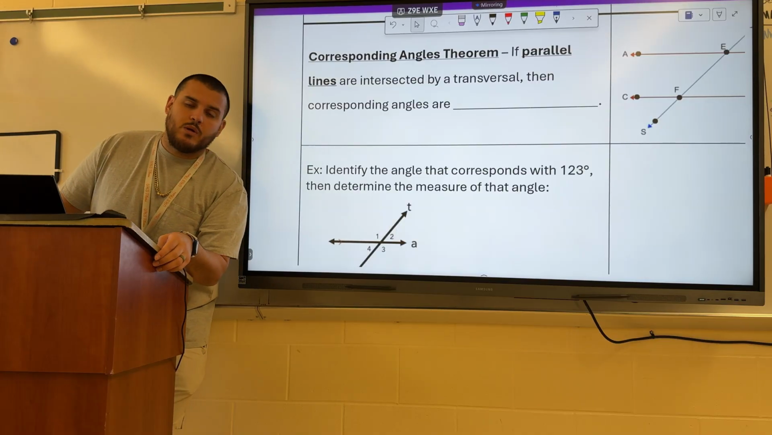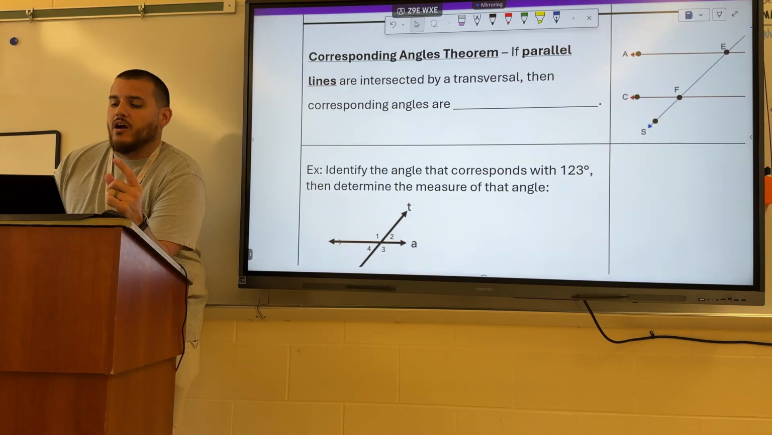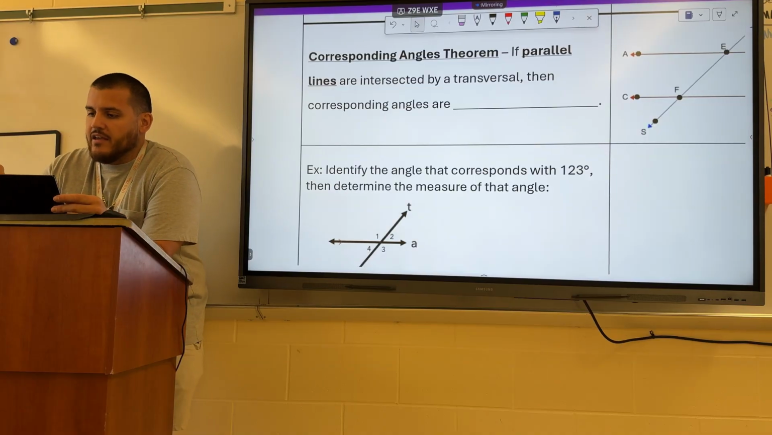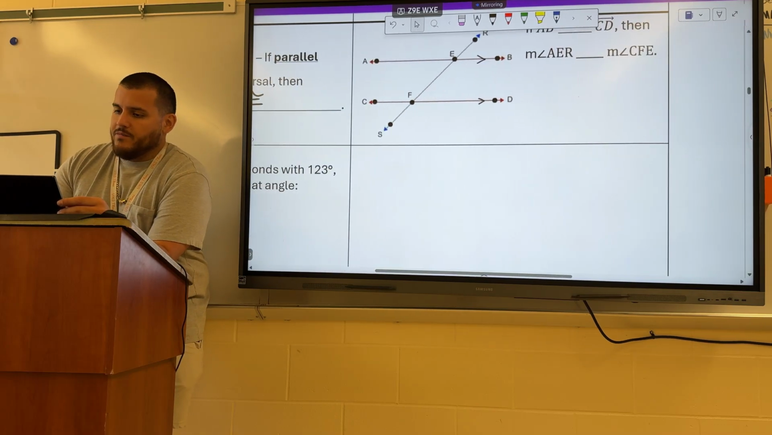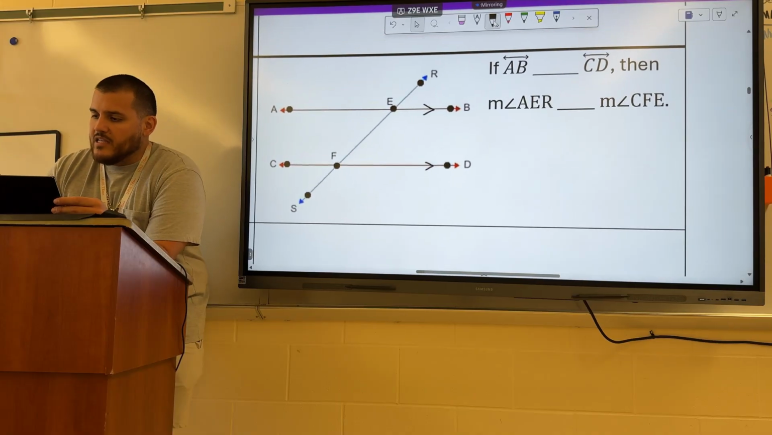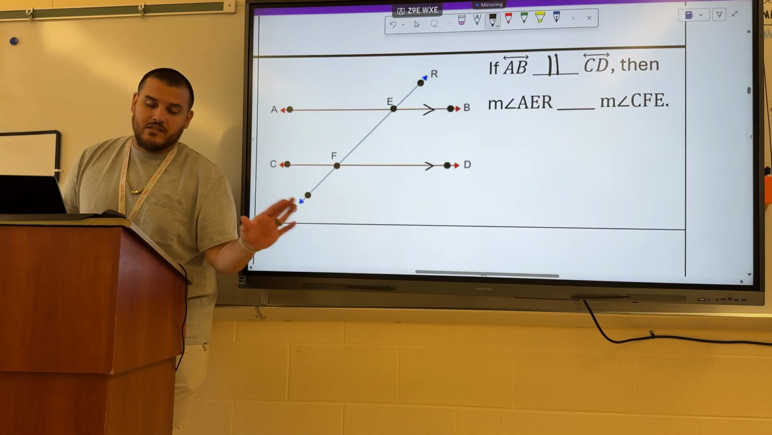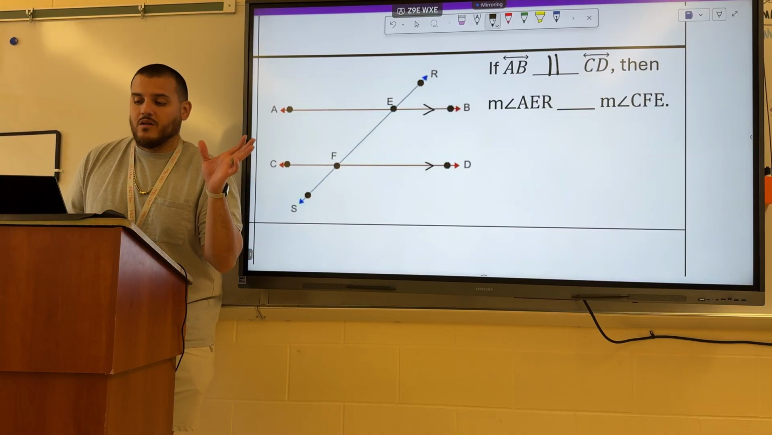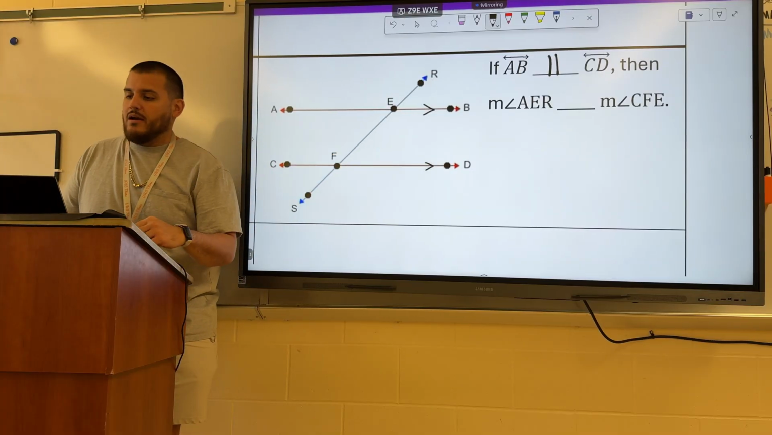The first is the corresponding angles theorem. If parallel lines, again, have to be parallel, are intersected by a transversal, then corresponding angles are congruent to each other. Therefore, we'll look at our figure here. If line AB is parallel to line CD, again, we keep saying this, the only time these theorems are true is when our lines are parallel to each other. So I know these lines are parallel, they have the same amount of arrows on them.